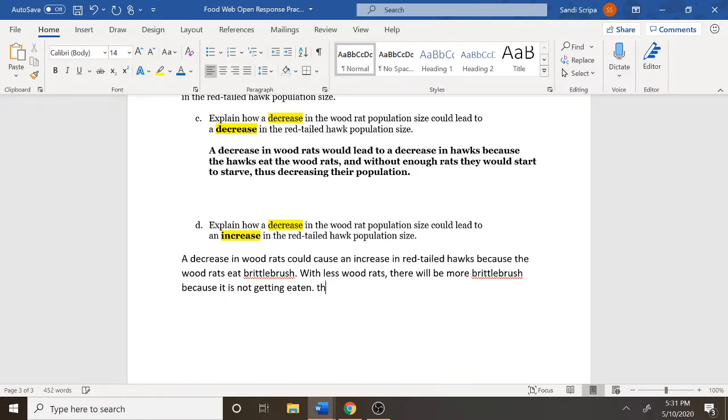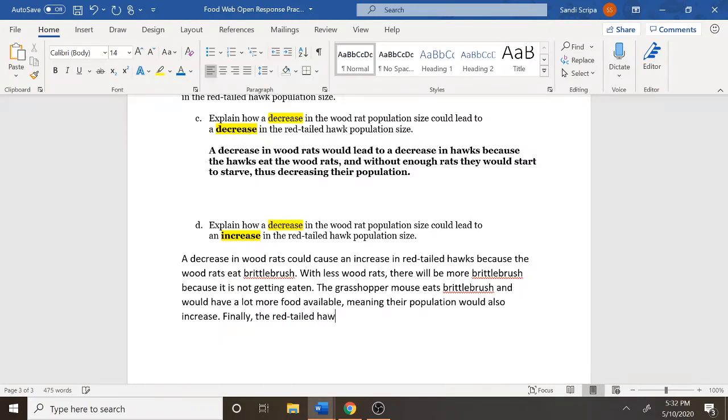When the grasshopper mouse eats brittle brush, it would have a lot more food to eat now, right? It would have a lot more food available. Can't spell available today. And would have a lot more food available, meaning their population would also increase, right? And then finally, the red-tailed hawk will eat, what are they called? Sorry, grasshopper mice, and would benefit from this increase of food also.